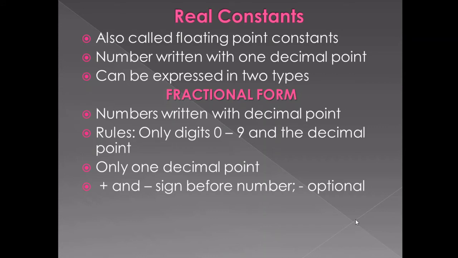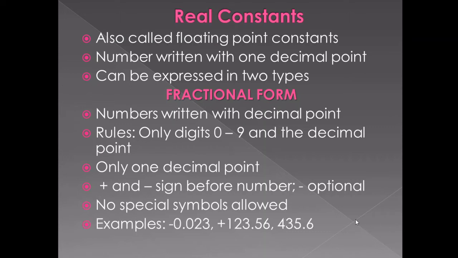Positive and negative sign before the number. As I told you, negative sign here also is optional. No special symbols are allowed in between. You can't have a real constant like 10_11 or something like that. These are special symbols, underscore, hash. These are not allowed. It has to be a pure number with a decimal point. Examples: -0.023, +123.56, 435.6. These are examples of valid real constants in fractional form.